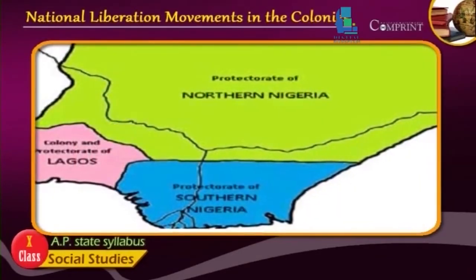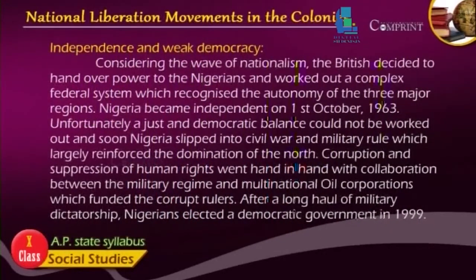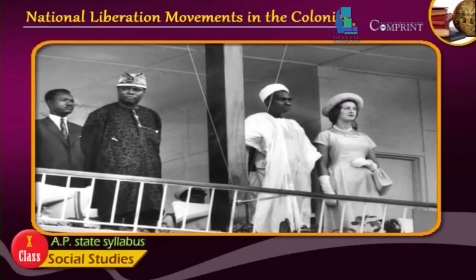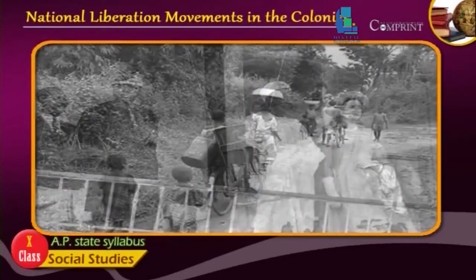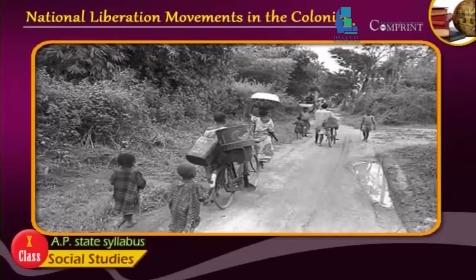and worked out a complex federal system which recognized autonomy of the three major regions. Nigeria became independent on 1st October 1963. Unfortunately, a just and democratic balance could not be worked out, and soon Nigeria slipped into a civil war and military rule which largely reinforced the domination of the north.